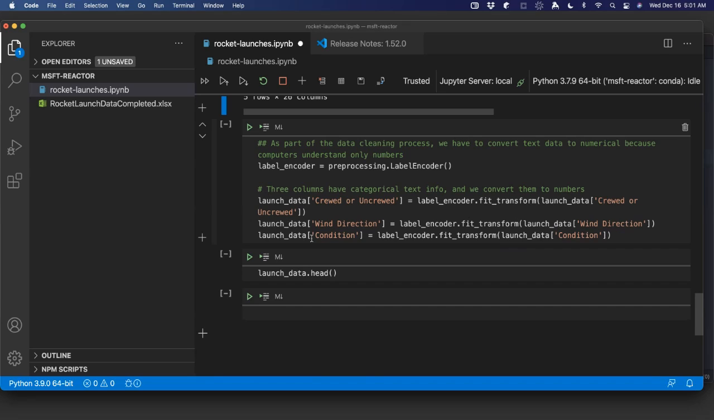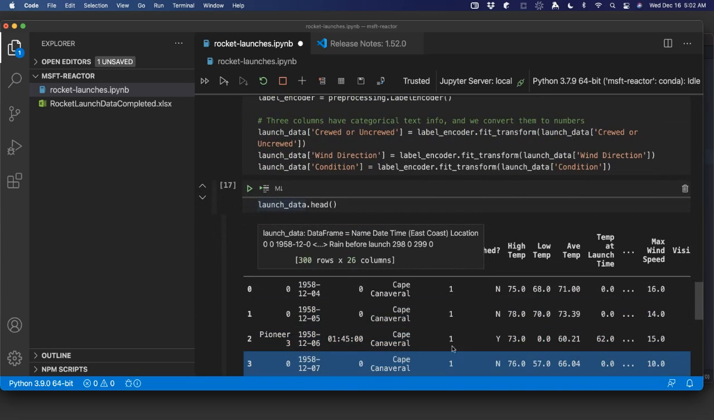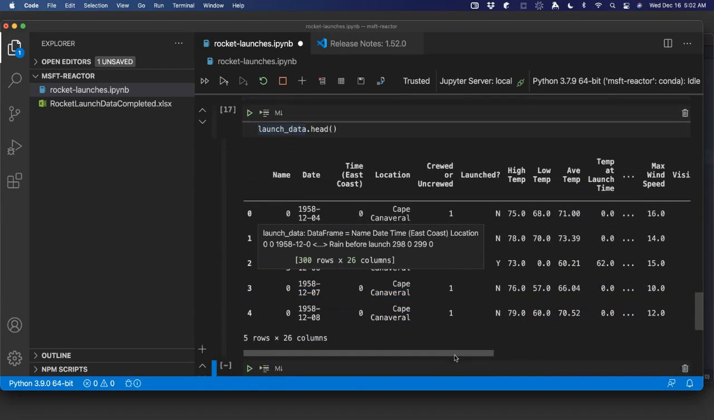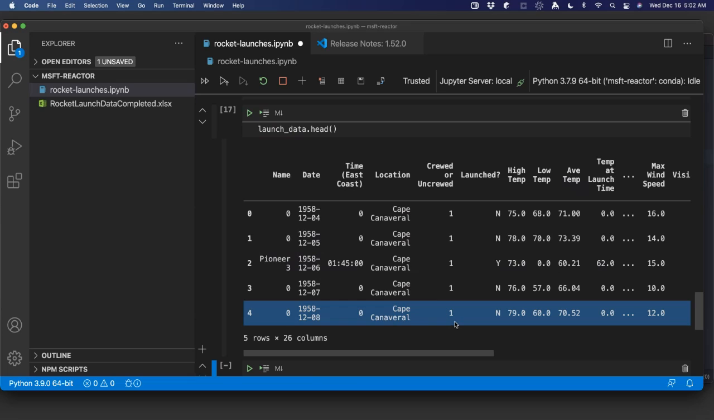So for each of those 3 results, crewed or uncrewed, what's the wind direction, and what are the conditions, those are all what we call categorical results. They're going to be turned into numbers. If I look quickly here, crewed or uncrewed now says 1 or 0 because we have gone through and encoded that.